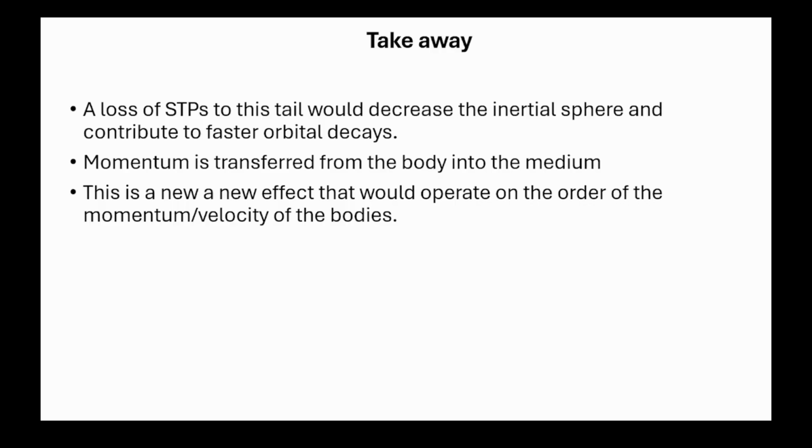Okay, so the ultimate takeaways here is that a loss of space-time particles from the tail would decrease the inertial sphere of the orbiting body and contribute to faster orbital decay. This loss of STPs acts as a momentum transfer from the body to the medium. And the big takeaway here is that this new effect would operate on the order of the momentum or velocity of the bodies. So there's kind of a relationship. You have a bigger body moving faster, it's going to have a comparable effect to the medium.